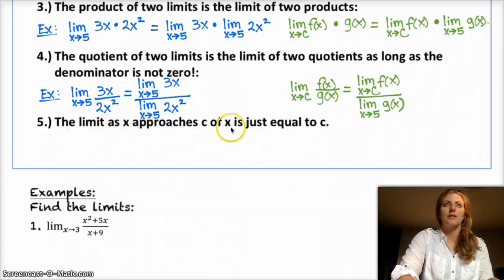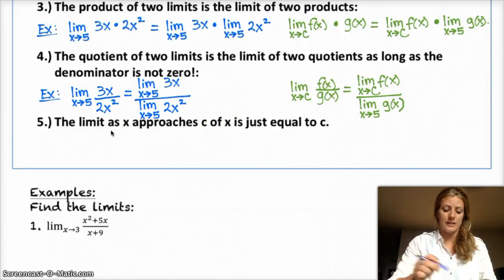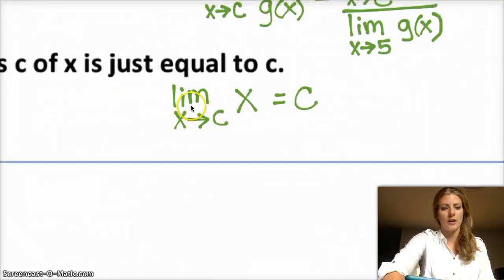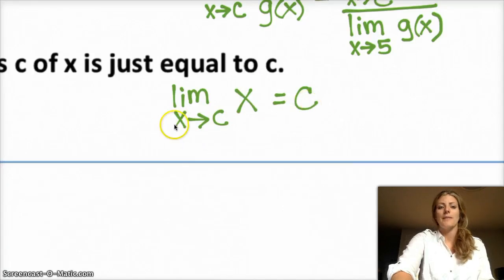This last one is pretty simple, but it actually is really helpful and allows us to essentially just plug our limits in. So what it says is that the limit as x approaches c of x is just equal to c. Okay, here's what that looks like. Basically, it's a very simple or more complicated way, I guess, of saying that the limit as x approaches c of itself is the number. So essentially I can just plug in c here to get the limit.